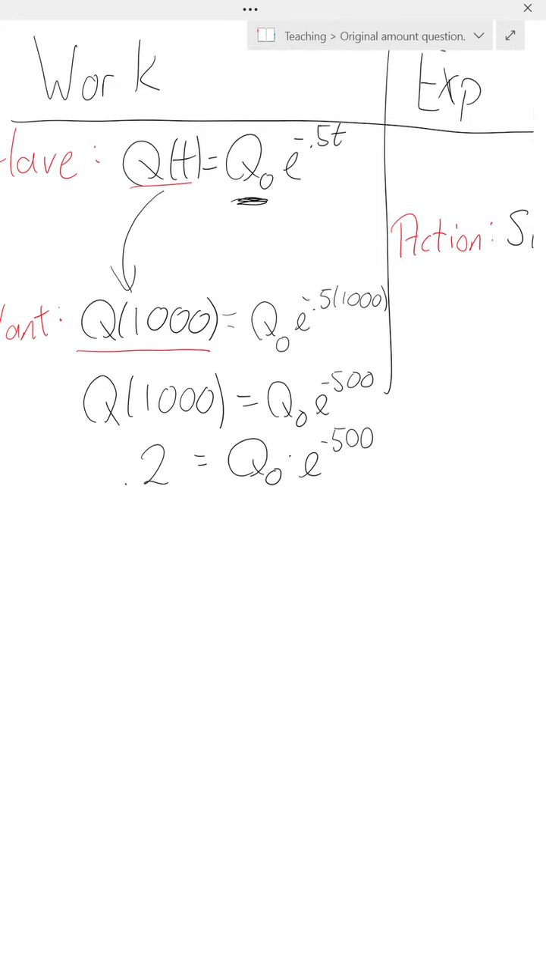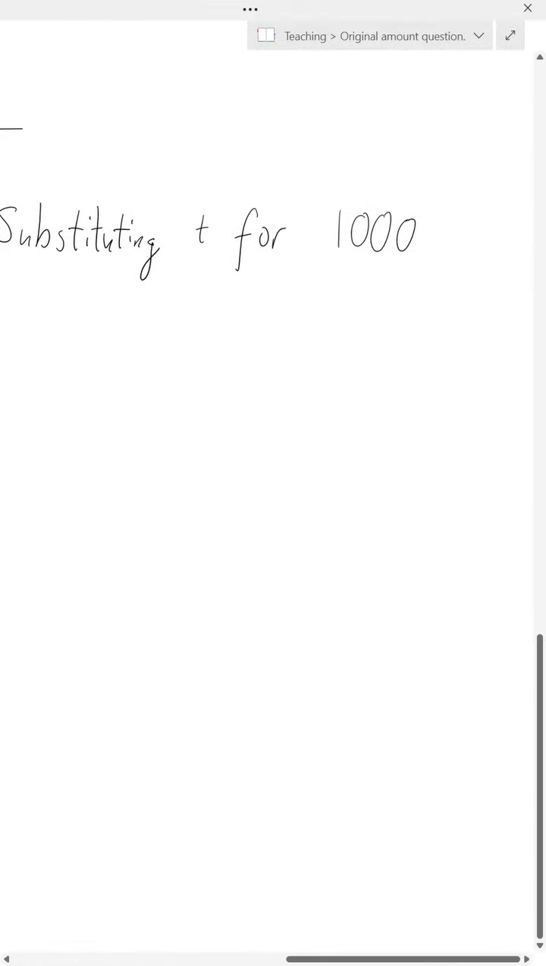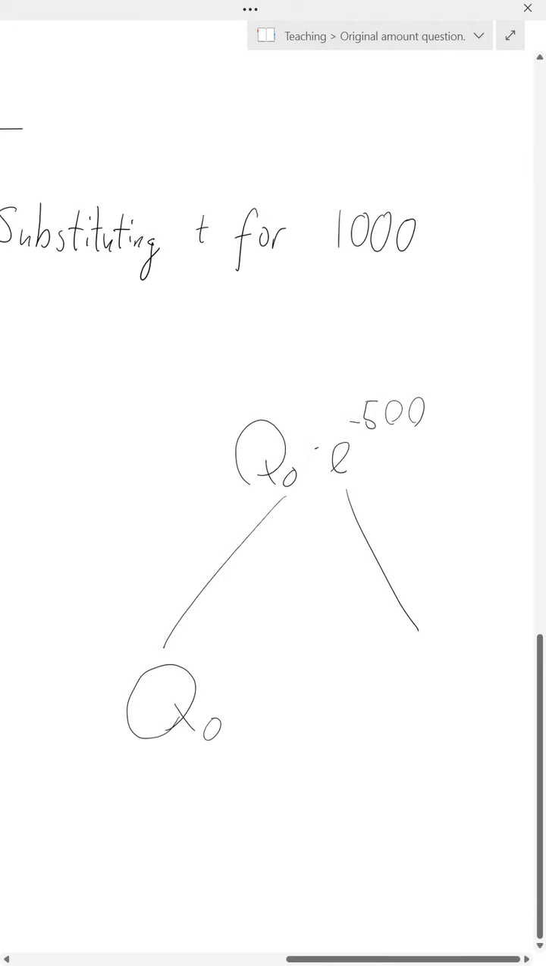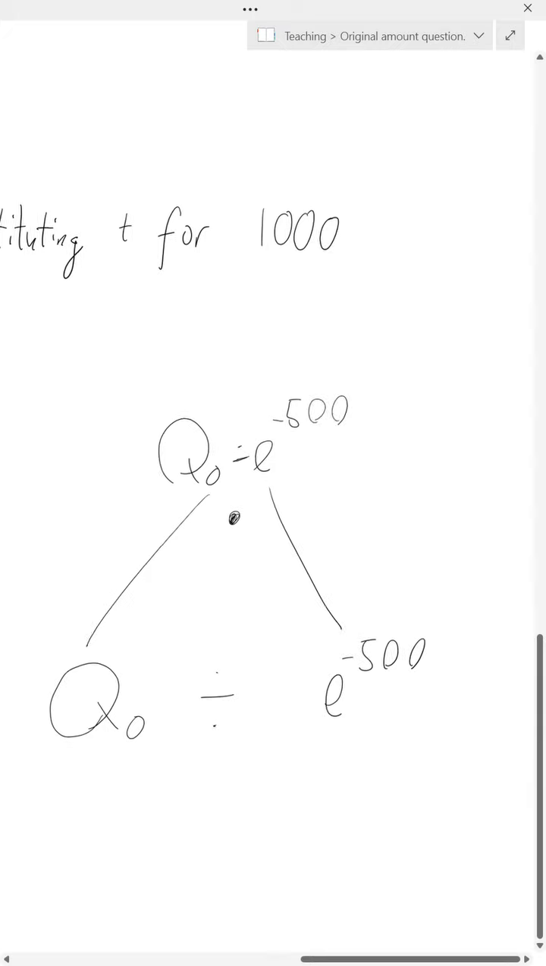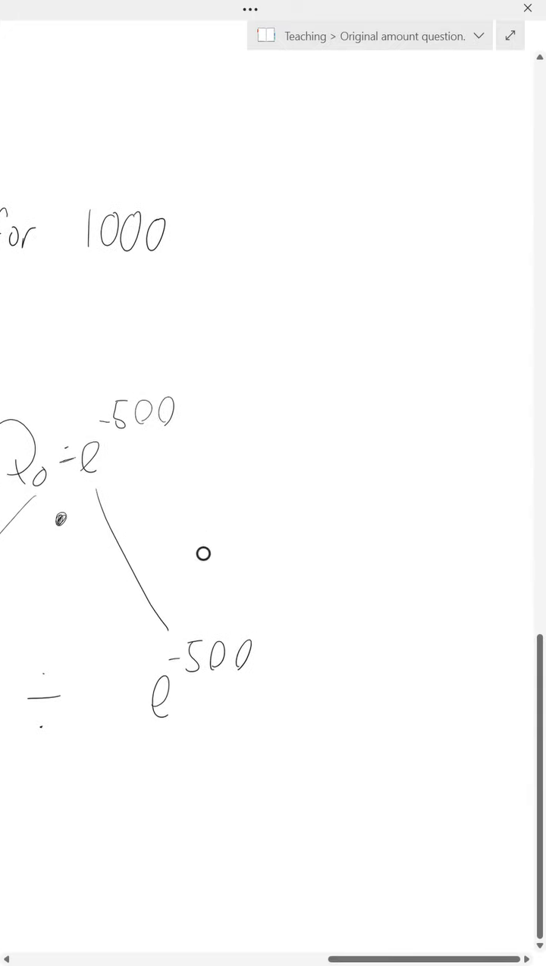Right now, I'm going to do parsing. So we've got Q naught times e to the minus 500, and what we want to do is split it up. We can split this up into Q naught and e to the minus 500. The operation happening between them is multiplication. So if we want to undo multiplication, we need to do division.